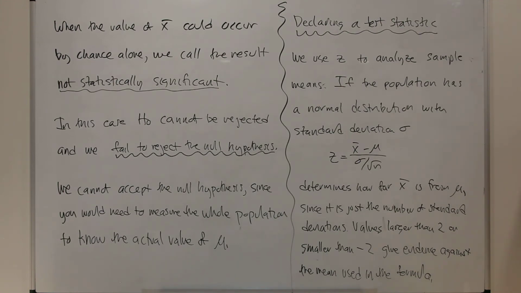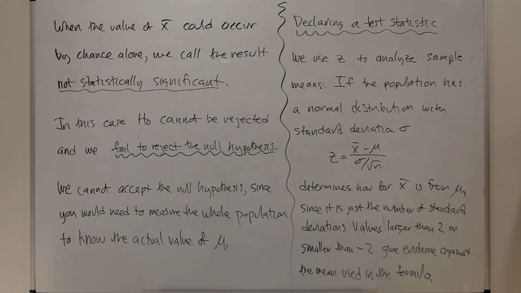If the population has a normal distribution with standard deviation sigma, then z, computed by the formula x bar minus mu divided by sigma over root n, determines how far x bar is from mu, since it's just the number of standard deviations. So it's how many standard deviations x bar is away from mu, and since x bar has a normal distribution, that tells you the probability that it could be that far away, because you could use the z-tables to compute probabilities. In that line of thinking, values larger than 2 or smaller than minus 2 give evidence against the mean used in the formula.